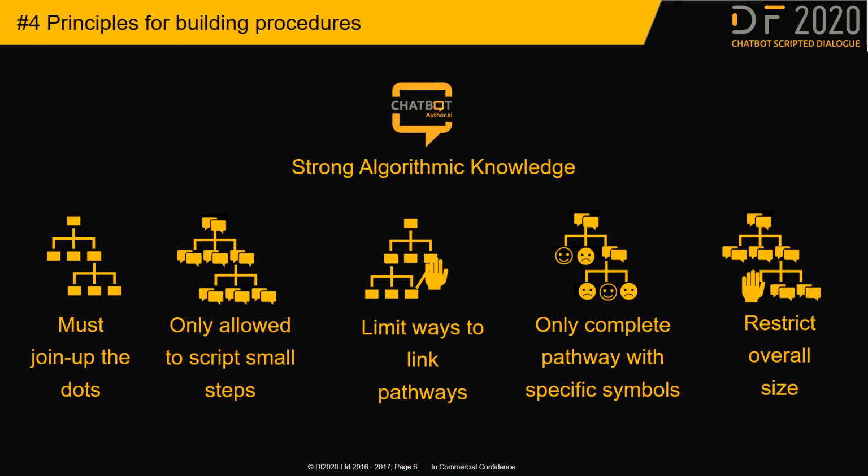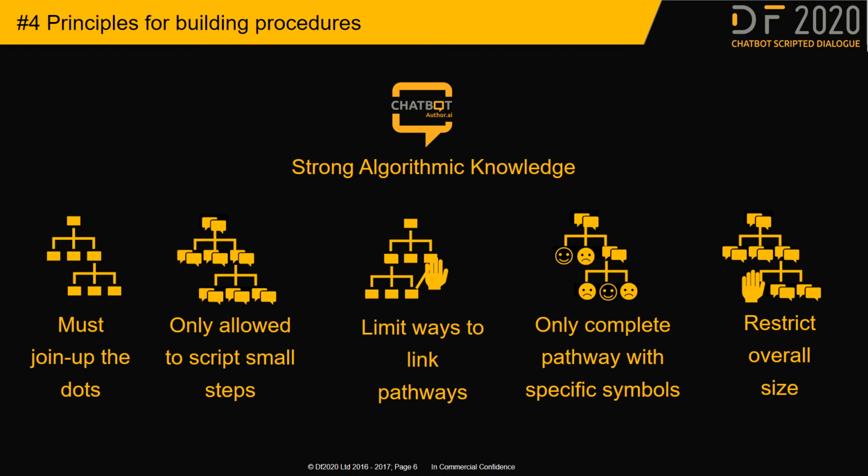First, the symbols must be all joined up by connecting the dots. The test or publishing of a chatbot is prevented when there are unconnected dots. Secondly, there is a 300 character limitation for each script within the symbol's properties. This forces a procedure to be deconstructed into small steps.